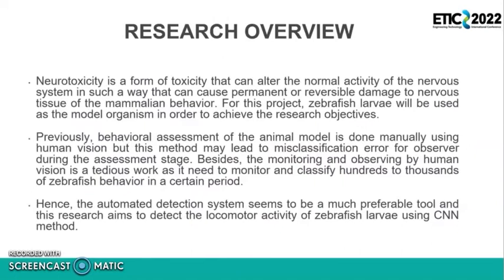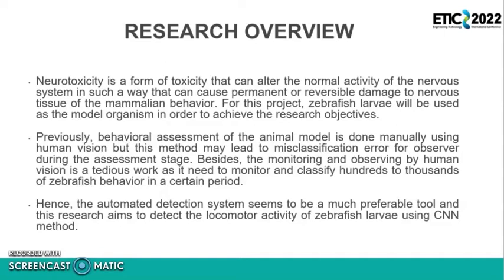Okay, next we jump to the research overview of this project. Neurotoxicity is a form of toxicity that can alter the normal activity of the nervous system in such a way that can cause permanent or reversible damage to the nervous tissue of the mammalian behavior. For this project, zebrafish larva will be used as the model organism in order to achieve the research objective.